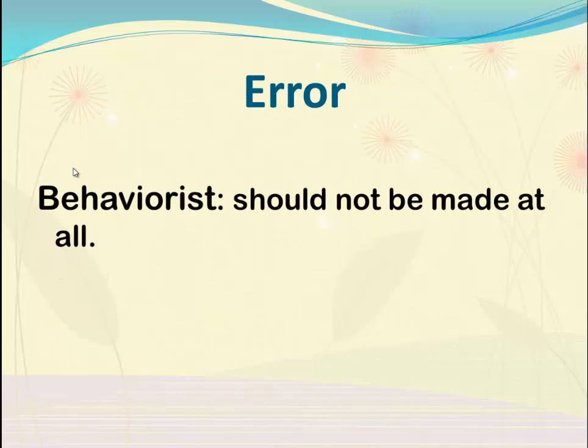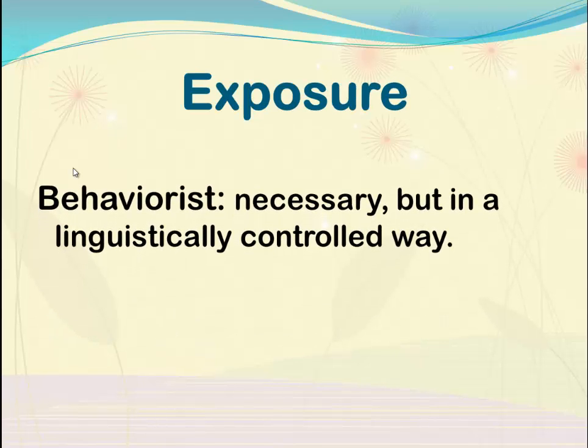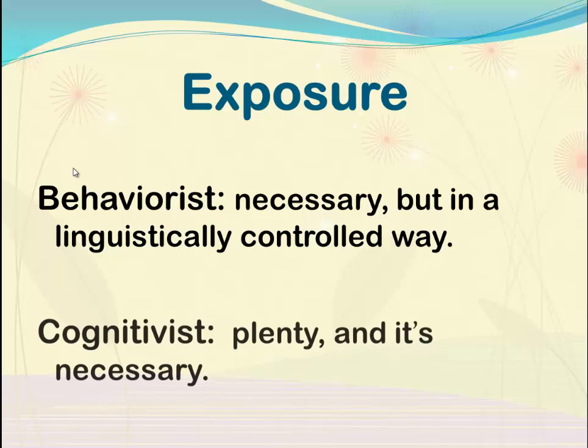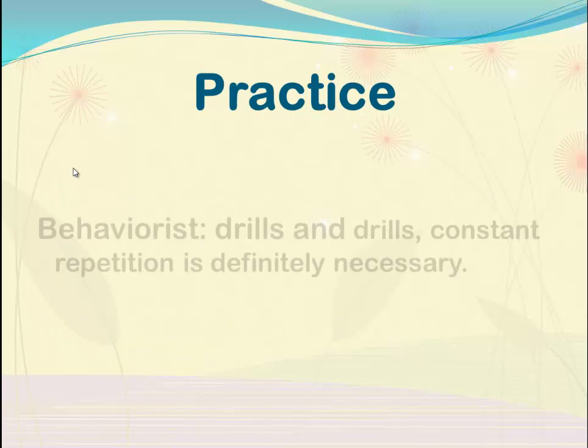Behaviorists think that errors should not be made at all. However, cognitivists think that errors can be made because through errors one can learn. How about exposure? Behaviorists think that exposure is very necessary, but in a linguistically controlled way. And cognitivists think that exposure should be plentiful and is necessary also.